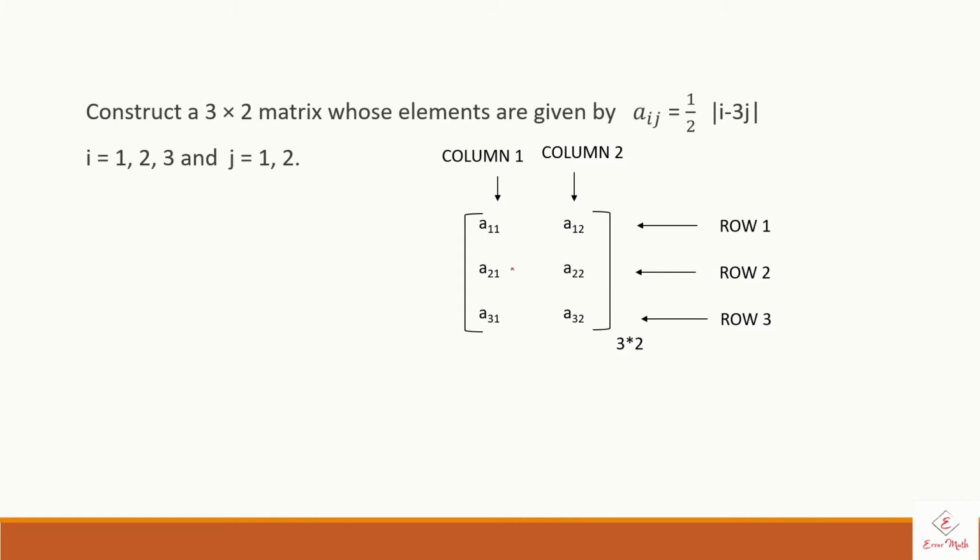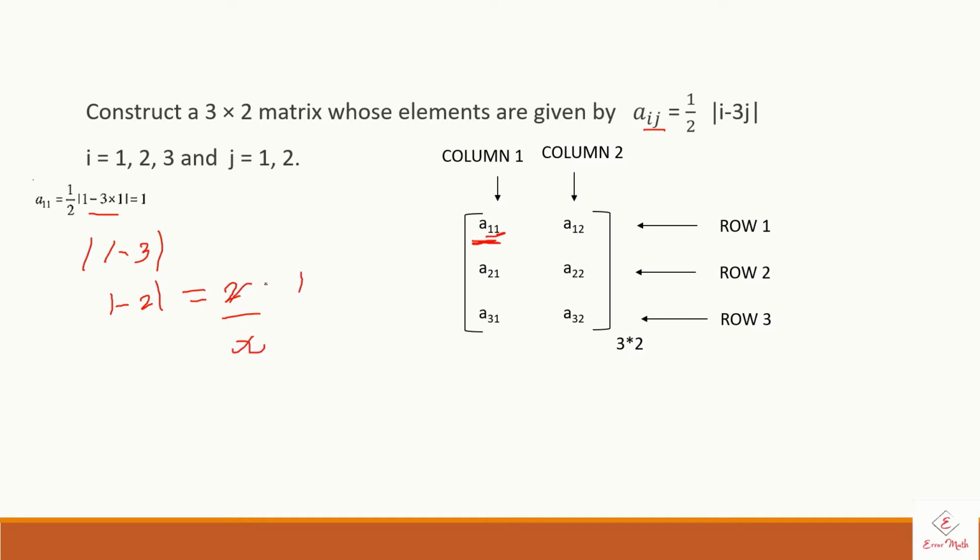So for the first element, first row and first column, we will simply substitute aij as a11, which is i is equal to 1 and j is equal to 1। so here a11 is equal to half into mod of 1 minus 3 into 1, which is 1 minus 3, which is minus 2, and coming out of mod minus 2 becomes plus 2.